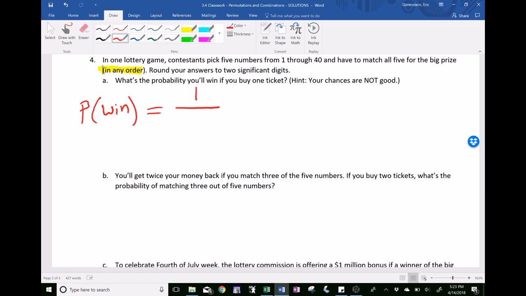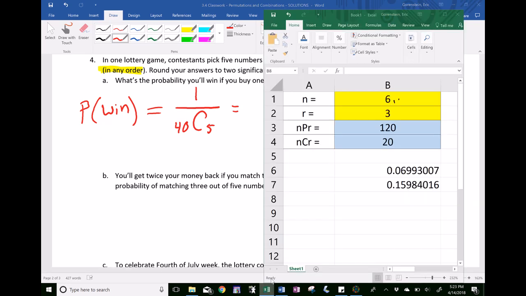And total number of ways to play, or the total number of outcomes of this particular experiment, well, how many ways can we pick 5 numbers from a group of 40 if there's no repeats and order does not matter? Again, that's a combination. So down here we'll have 40 combination 5. Now if we want to calculate this, I'll come over here to Excel. 40C5, 40 combination 5. So there are 658,008 possible tickets to buy. One of those is a winning ticket.